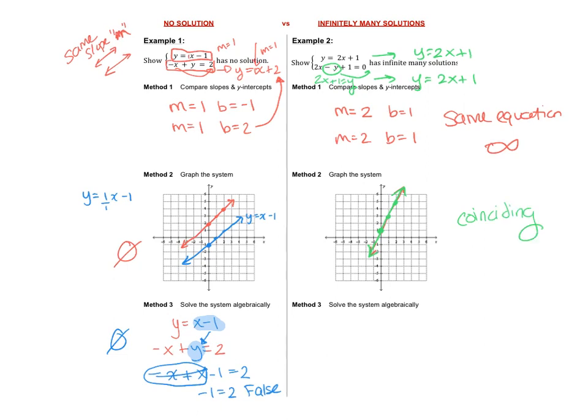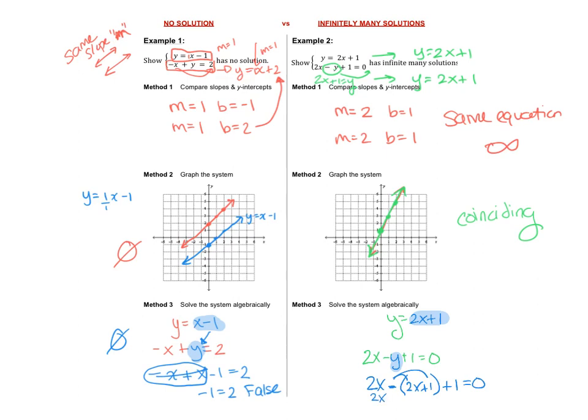Okay, and then solve the system algebraically. So if I have y equals 2x plus 1, and my other original equation was 2x minus y plus 1 equals 0. So I know that my y is 2x plus 1. So in that y spot, I'm putting 2x plus 1. But be careful, because it has something in front of it, the minus, I have to put parentheses around it.